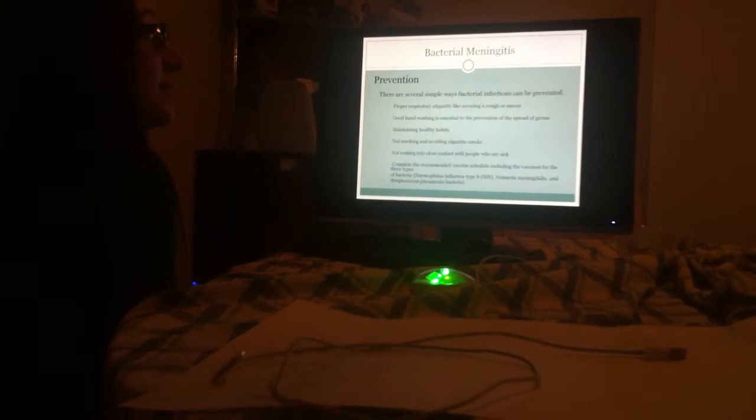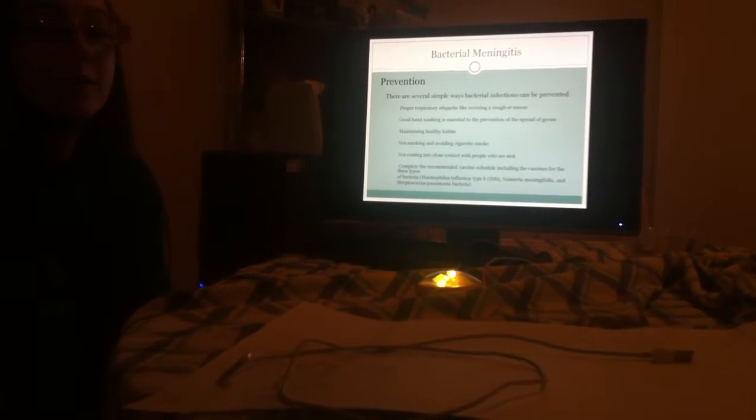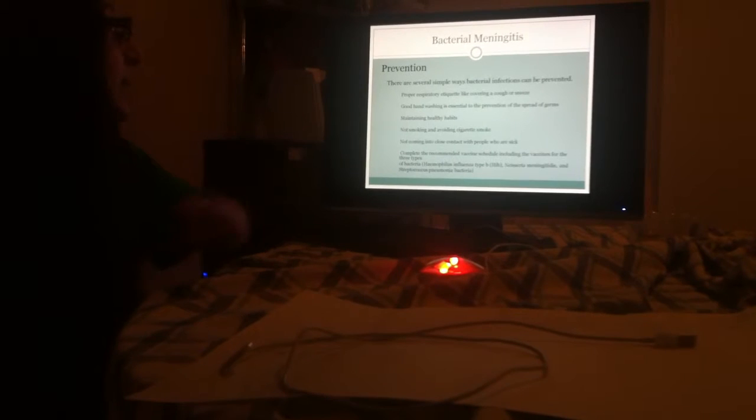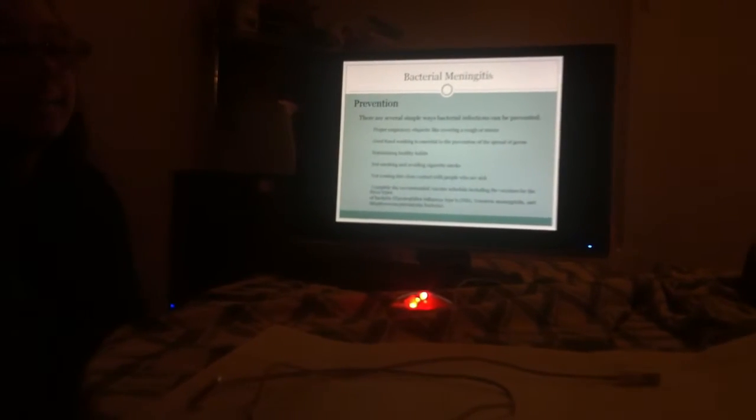There are several ways to prevent this bacterial infection. Proper respiratory etiquette, like covering your mouth when you cough or your nose when you sneeze. Hand washing, healthy habits like good eating. Some things to avoid would be not to smoke or avoid cigarette smoke itself, and also not coming into close contact with people who are sick. But the most recommended is getting the vaccine schedule for the 3 different types of bacteria I mentioned earlier, like Hib, Neisseria meningitidis, and Streptococcus pneumoniae.